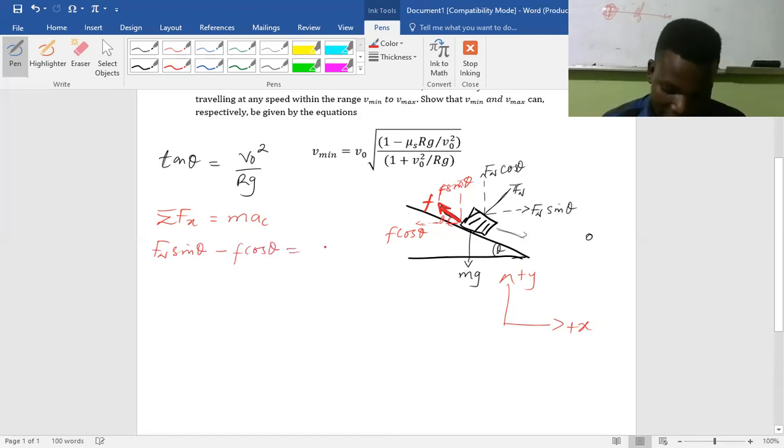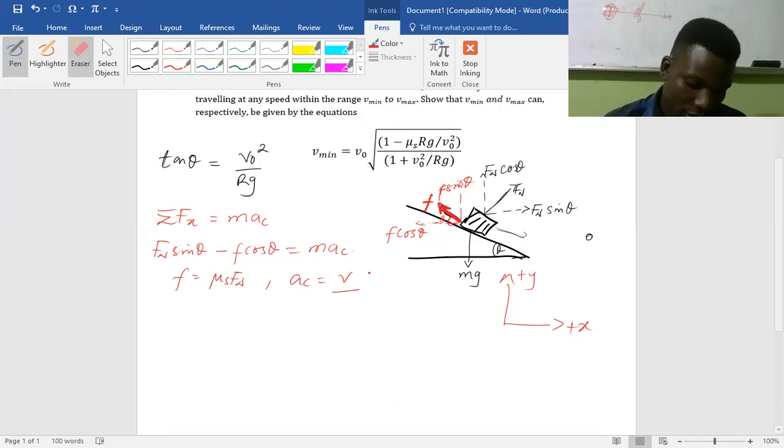This should give us m times the centripetal acceleration that we have. And also friction force, remember the relationship, friction force and normal force is given by that. So we are going to substitute into that equation. And also centripetal acceleration is given by, not V naught.